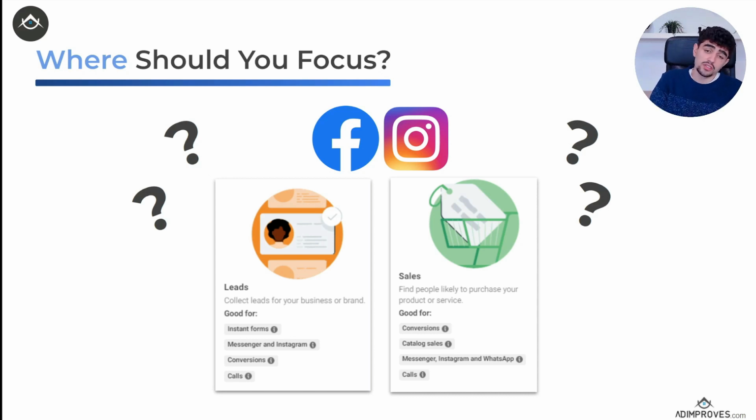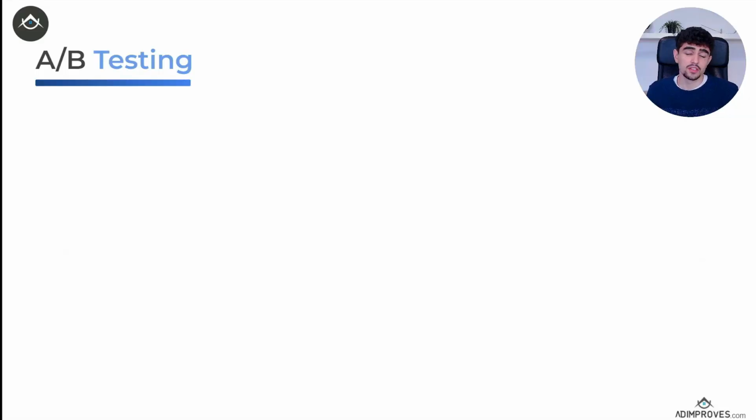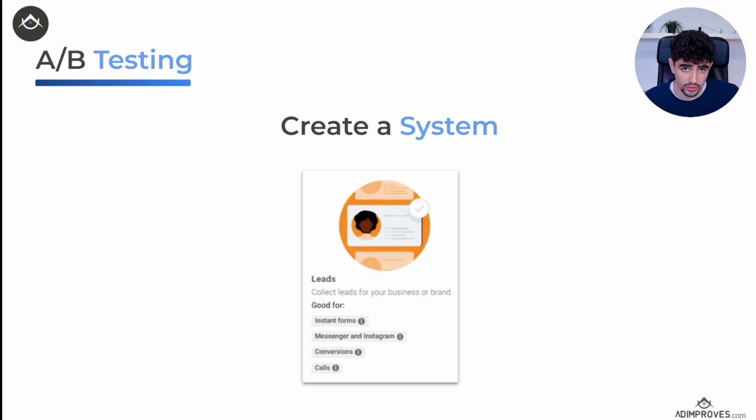So the question here would be, where should you focus? It's always about finding that spot which I would call the sweet spot, in which you reach as many people as possible for the lowest price possible with the highest qualification possible, right? And it's all about finding that sweet spot. So it's all about A/B testing, and it's all about creating a system when you are looking for those leads.